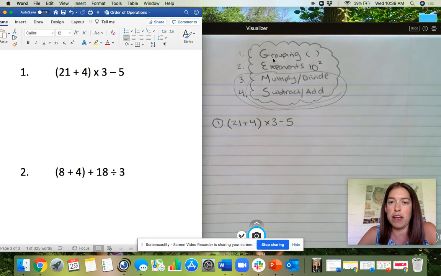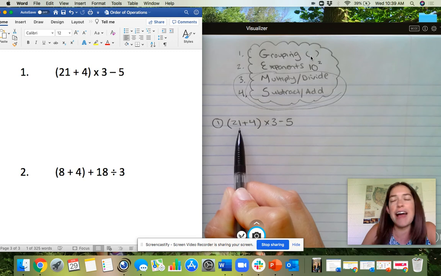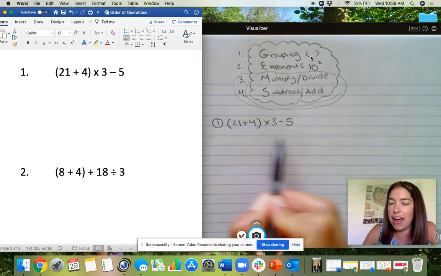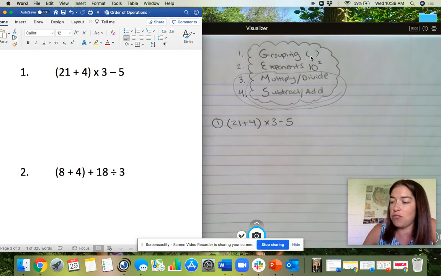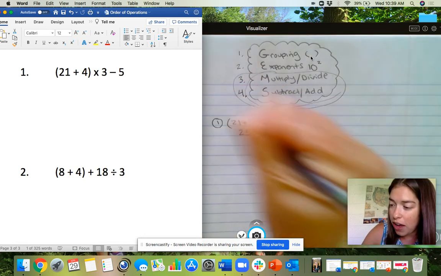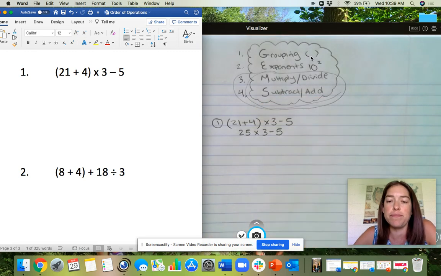First thing we look for is our grouping. Let's go ahead and take care of what's in our parentheses first. I am not trying to do any of this in my head. I'm going to rewrite on every line my new equation. So 21 plus 4 we know is 25. And then I'm just copying the rest of my equation exactly as it's written. Great, we took care of the grouping.